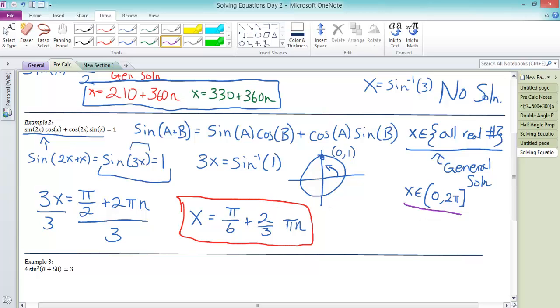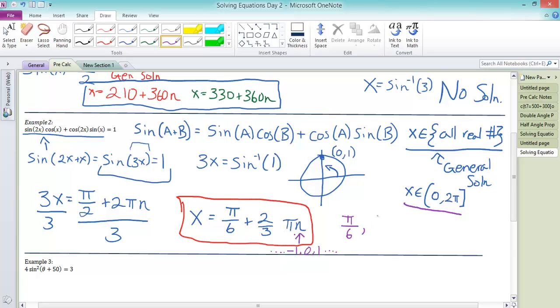And in order to do this, I'm going to plug in different whole integers for n. So n is just numbers like -1, 0, and 1, and they go on to infinity in both directions. So why don't we go ahead and plug in 0. If I plug in 0, I just get pi over 6 plus 2/3 times pi times 0, which is just 0, so it's just pi over 6.